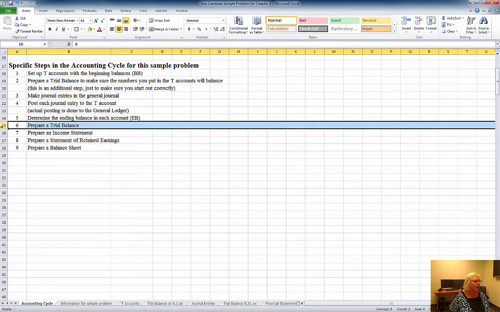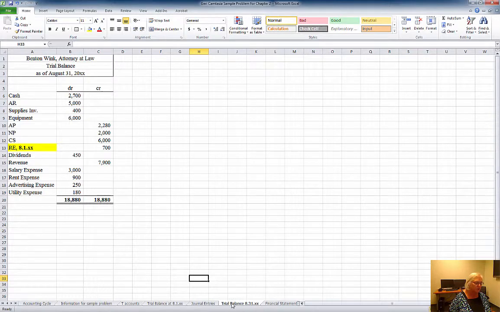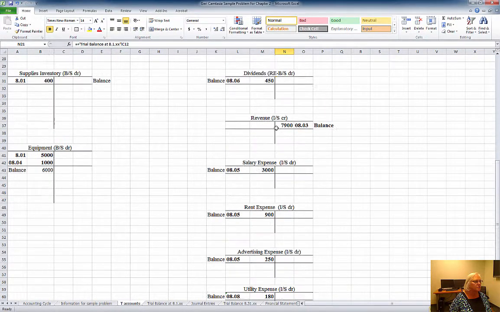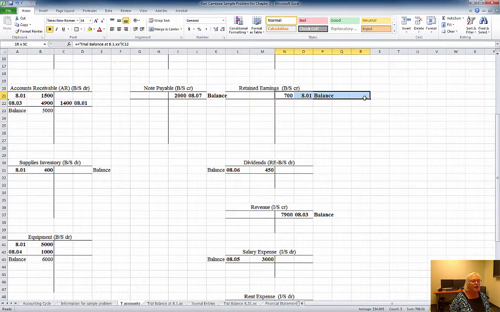Next, we're going to go in after we've posted and do another trial balance to make sure that our debits equal our credits. It doesn't tell us that everything's perfect. It just tells us that our debits equal our credits. So what I did is I created a formula that went back over to the T accounts and picked up this cell reference and pulled in the balance. So here are all of my balances, and my debits equal my credits, so I'm reasonably sure I did it correctly.